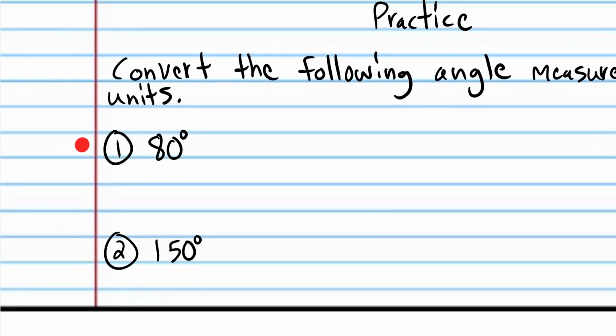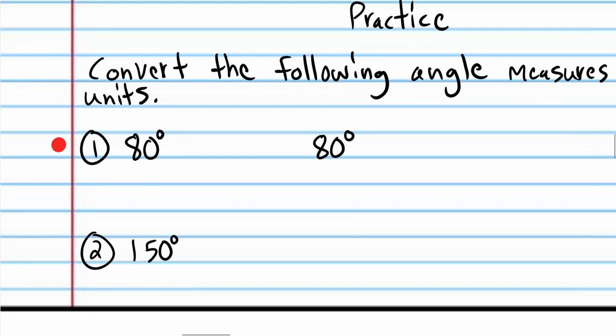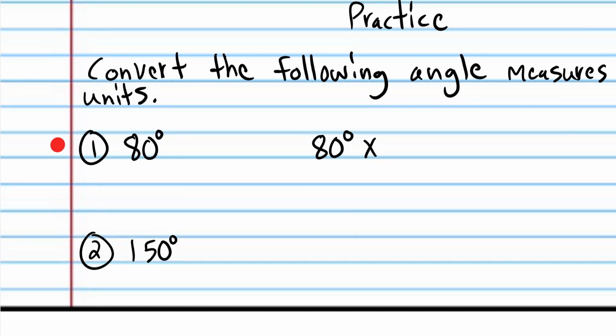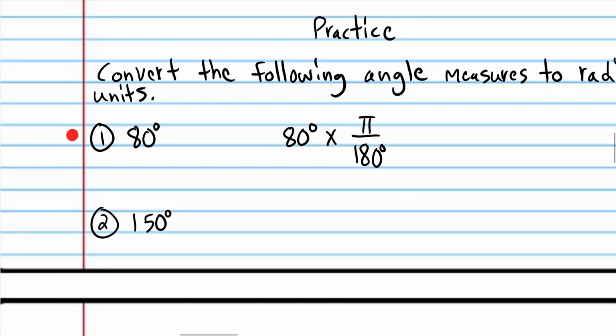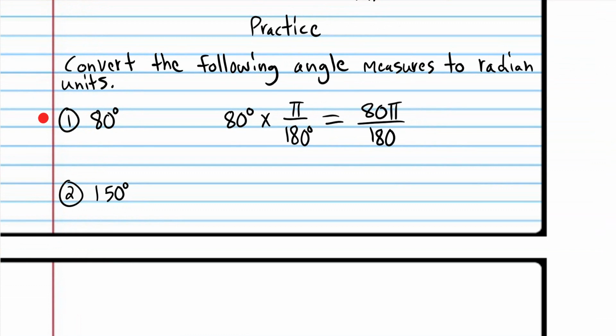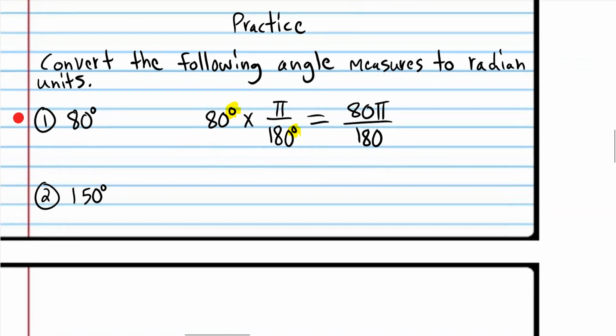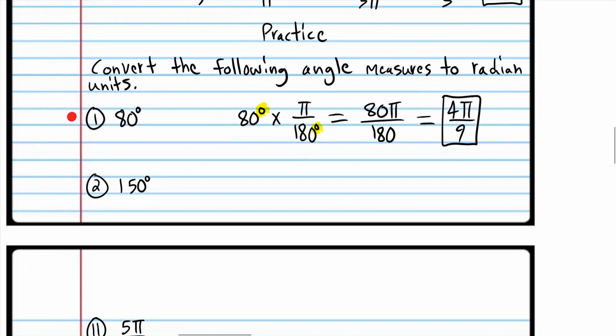So I'm going to take that angle measure and multiply by pi over 180 degrees. And I get 80 pi over 180. And notice that the degree units cancel out. And I can reduce that to 4 pi over 9. So it's that simple. Again, you don't have to write radians.